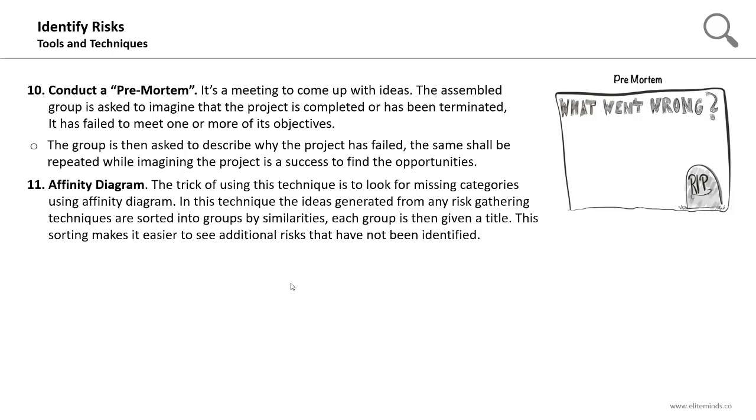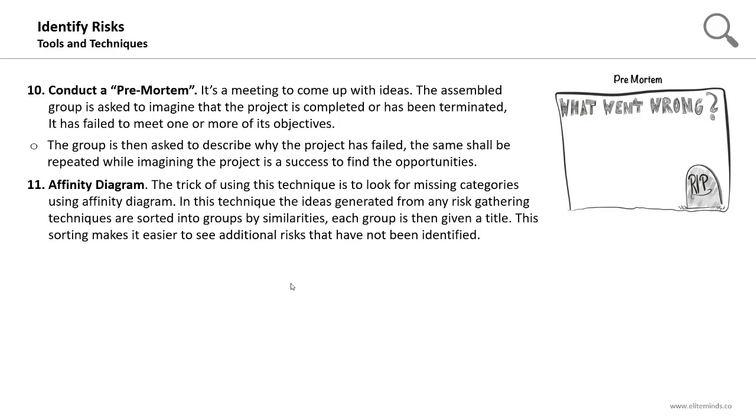In this technique, the ideas generated from any risk gathering techniques are sorted into groups by similarities. Each group is then given a title. This title is the similarity between those risks. This sorting makes it easier to see additional risks that have not been identified.